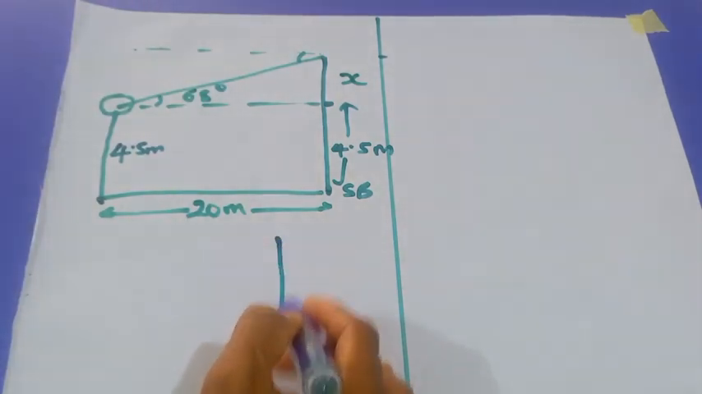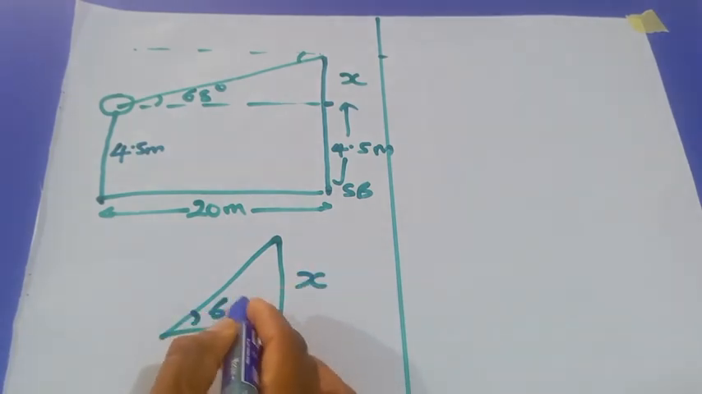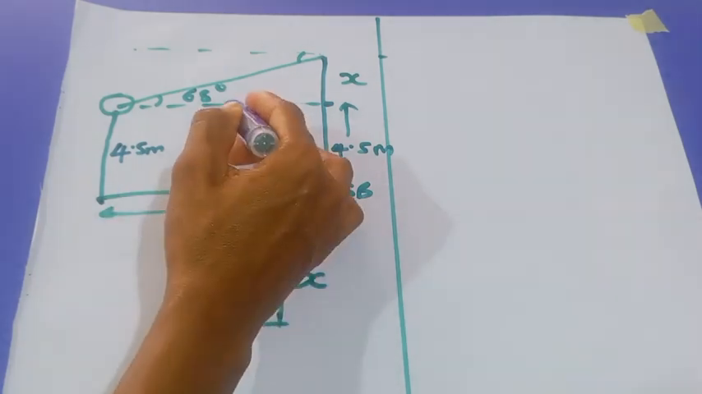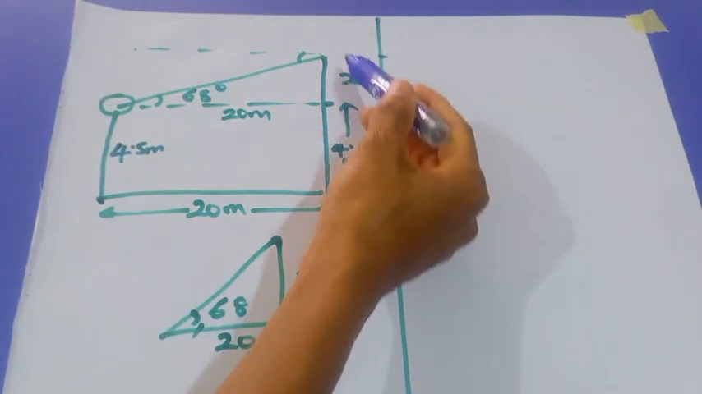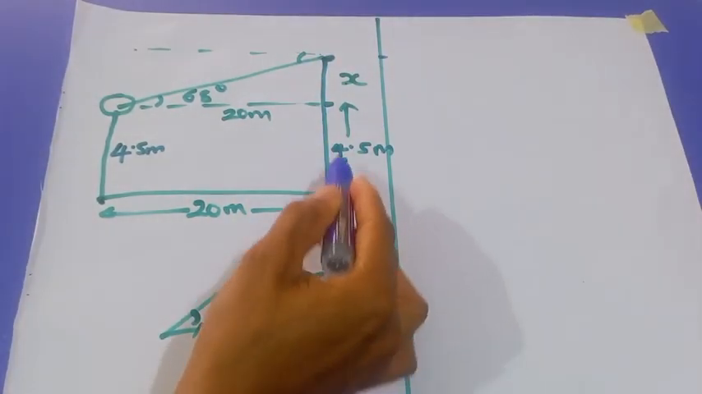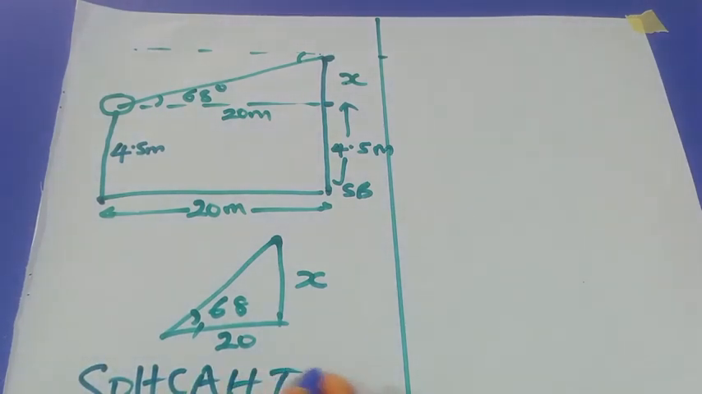Let me draw out this point. Here is x, here is 68. Remember that this is 20 and here is also 20 meters. So I'm going to find x. Once I get x, I will now add x plus 4.5 to get the height I'm looking for. Once you get the diagram, you just remember SOHCAHTOA. Remember it, just apply it. You see that it's very, very easy.